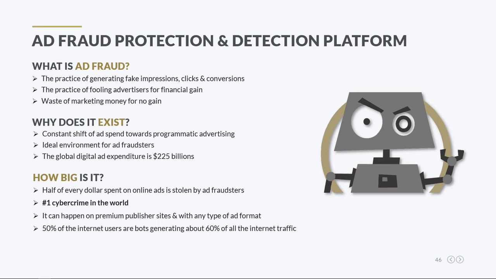Ad fraud is the #1 cybercrime in terms of revenue, and the second most profitable organized crime globally after drug trafficking. It can happen in well-known publisher sites such as the New York Times or BBC, and in any ad format such as banner, video, and native ads. Another interesting fact is that about 50% of the internet users are bots, which generate about 60% of all internet traffic. That's really surprising, isn't it?